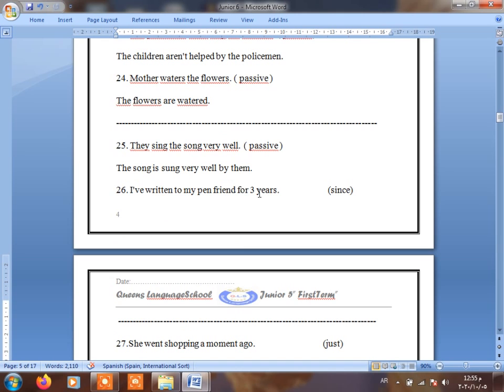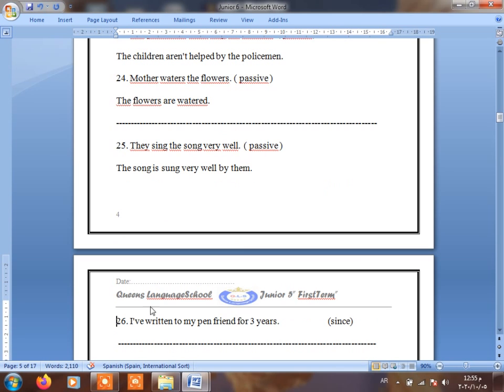I have written to my pen friend for 3 years. I am asked here to use since. So I write the same sentence, but I have to put since instead of for. So, okay, I have written to my pen friend. So 3 years. We are now in 2020. So if this thing was like 3 years, use the math skills that you have. So 2020 minus 3, that's 2017. So I have written to my pen friend since 2017.